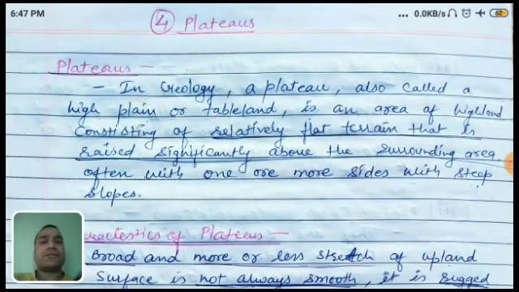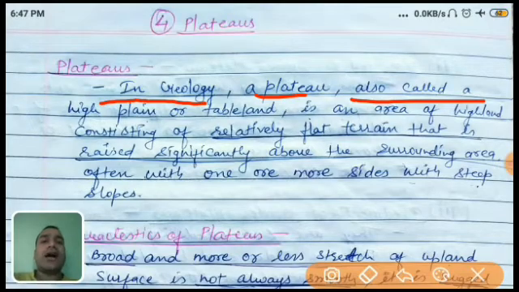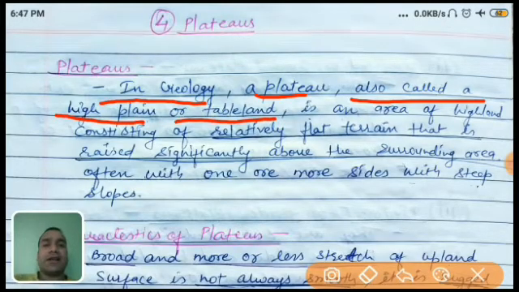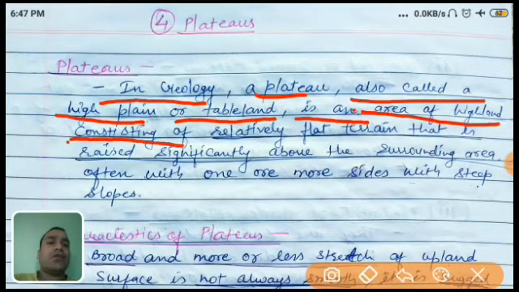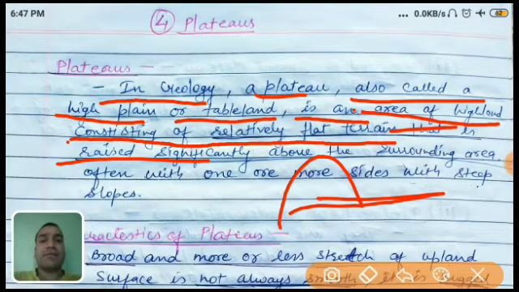Now see, in geology, a plateau is also called a high plain. Why is it called a high plain? Because it is above the plain. High plain or tableland, because it is structured like a table. It is an area or a highland consisting of relatively flat terrain that is raised significantly from the plane surface. It is uplifted.